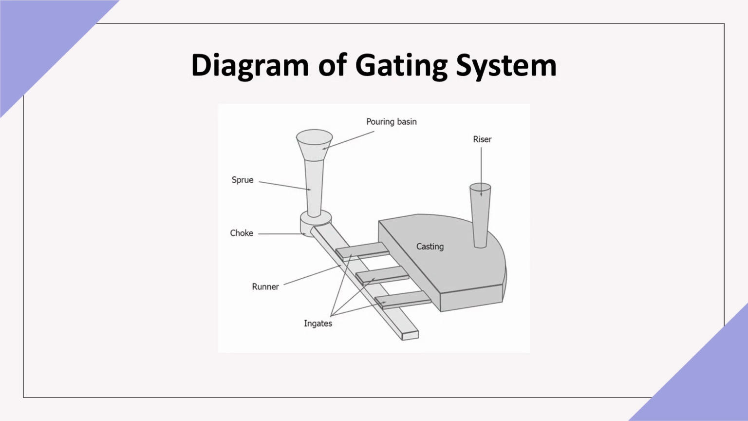This diagram shows a typical gating system. The sprue leads the molten metal into the runner, which distributes it evenly to the gate. The risers ensure that any shrinkage during cooling is compensated for, preventing voids in the casting. The design helps minimize turbulence, air entrapment, and oxidation.